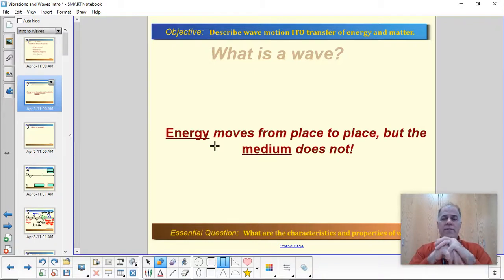Okay, and that's the general idea with waves. It is energy in motion rather than matter in motion. So with a wave, energy moves from place to place, but the medium does not. Now, what is a medium? That's our first vocabulary word. The medium is the material that carries the wave.